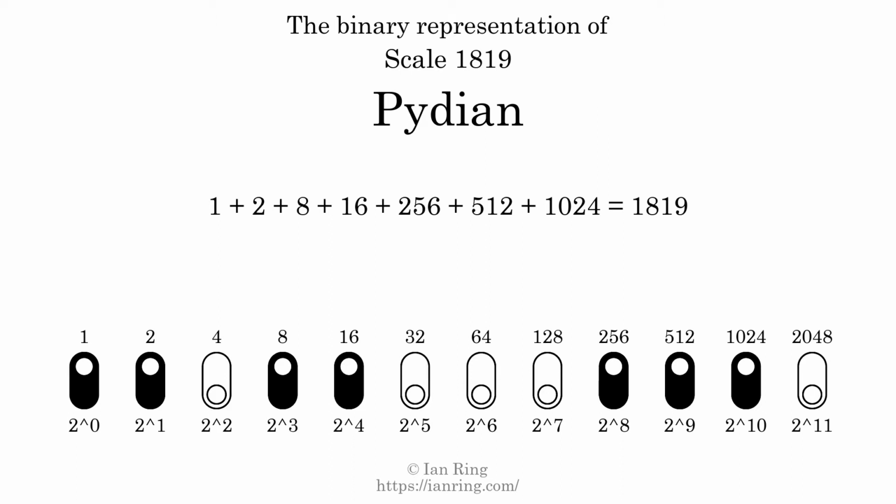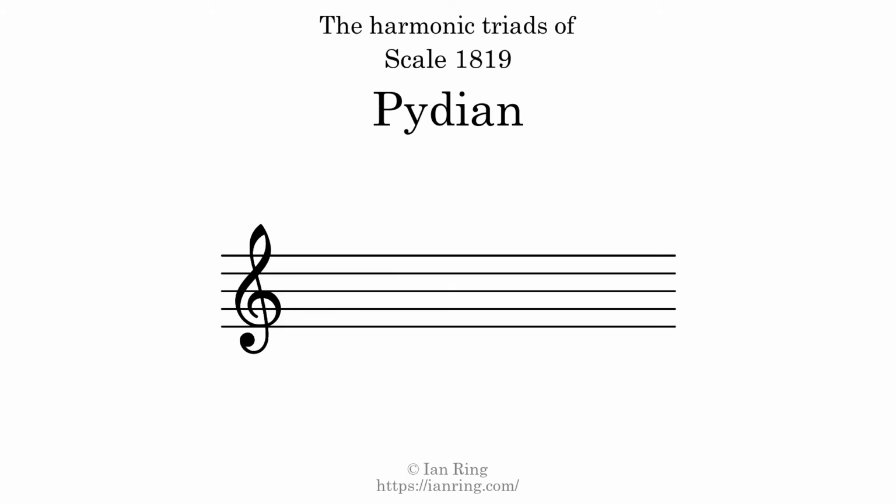1819. The scale number not only enumerates the scale with a unique index, but it also literally describes the tonal content of the scale. Represented as a binary number in base 2, the scale number is 01110001111. Here are the harmonic triads present in this scale.